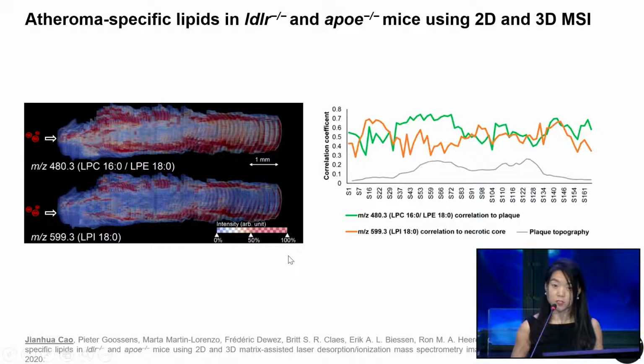Moreover, we performed the correlation analysis section by section of a 3D data set, which clearly shows the spatial correlation coefficient remains stable along the Z direction of the plaque and is independent of blood flow direction, which further confirmed the universal presence of these lipids in the plaque.